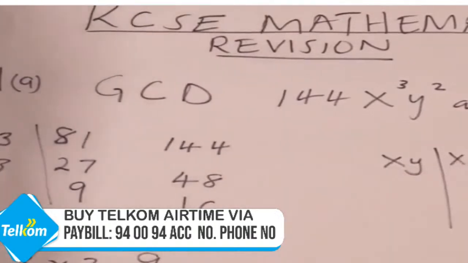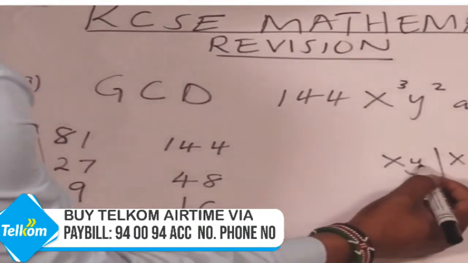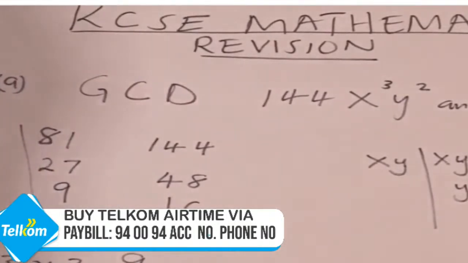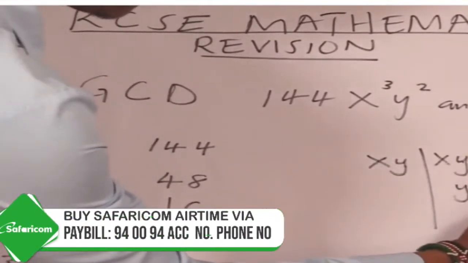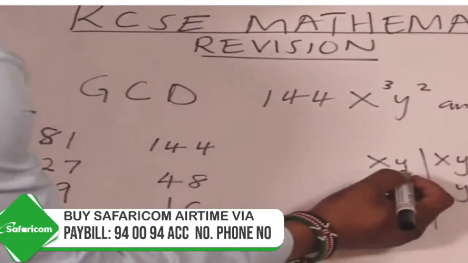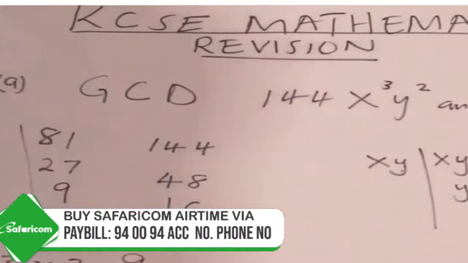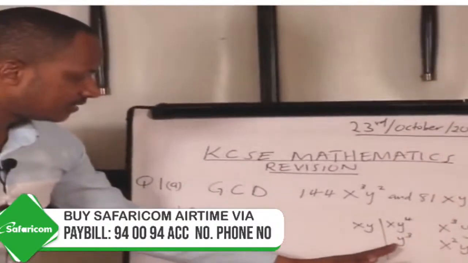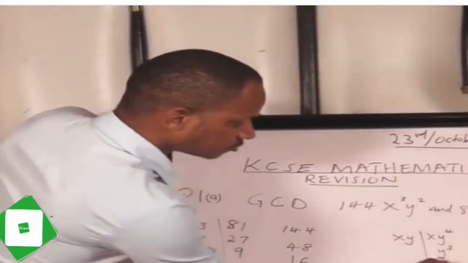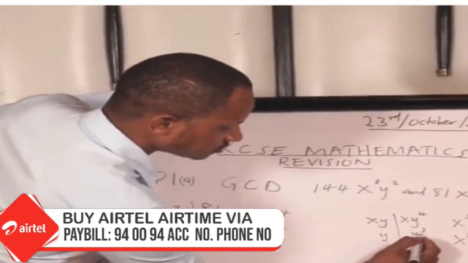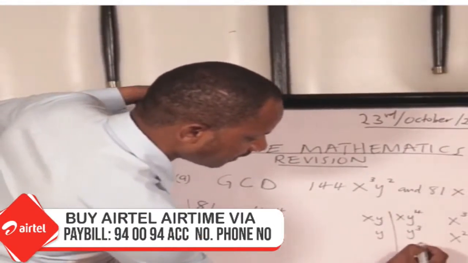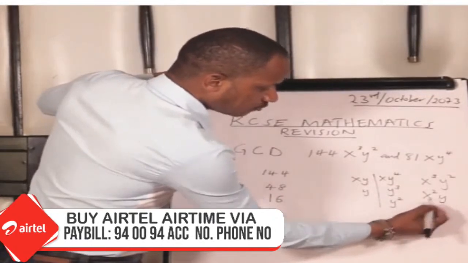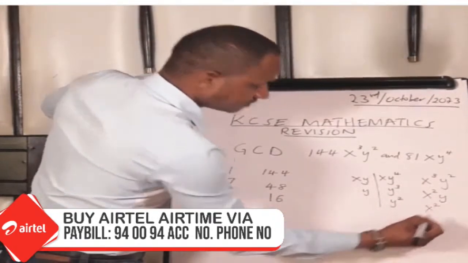x goes into x once without a remainder. y goes into y raised to power 4, y raised to power 3 times. Then x goes into x cubed, x squared times, and x goes into y squared, y times. Which letter can go into both without a remainder? We see that y is common to both, but x is not common to both. So we take y. y goes into y cubed, y squared times. Then y goes into y once, and then we have x squared.